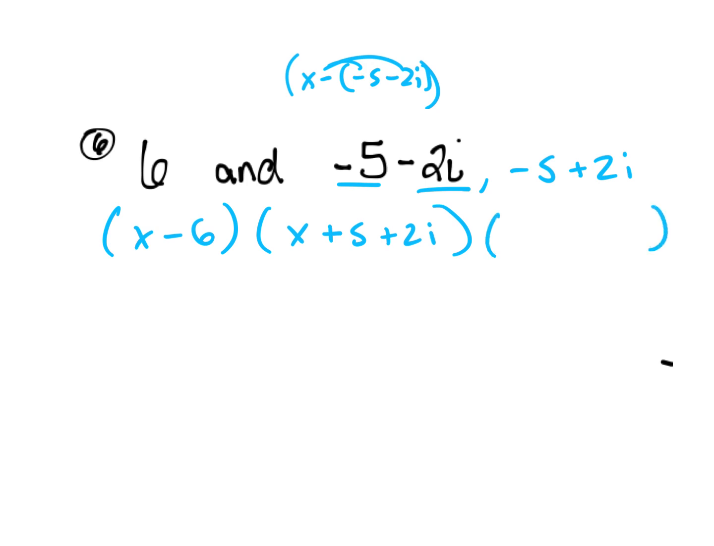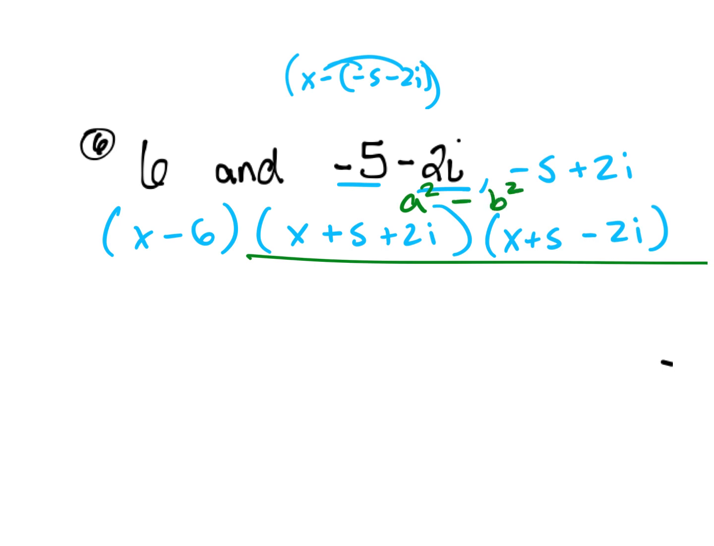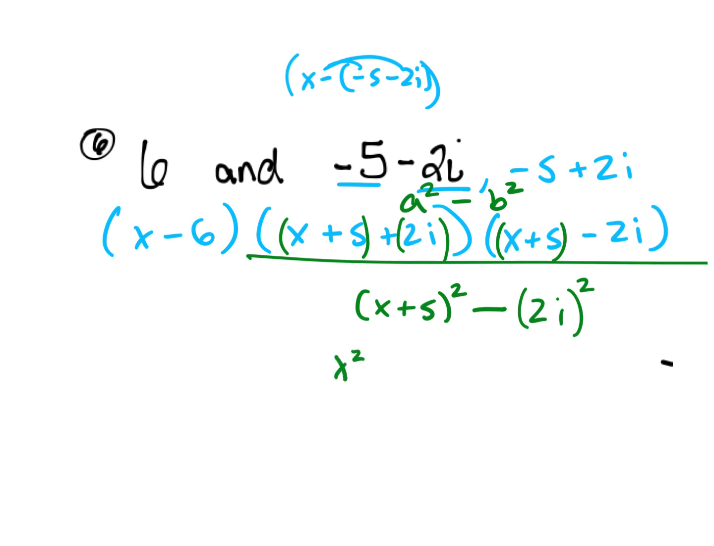What would the next one be? X plus 5 minus 2i. Awesome. Let's start by multiplying our conjugates together first. So we're going to use our conjugate shortcut, a squared minus b squared. What's our a? X plus 5. Since that's the same in both of them, that's going to be our a. So we have x plus 5 squared minus, what's our b? 2i. So 2i squared. X plus 5 squared, write it twice and FOIL it out. We get x squared plus 10x plus 25.